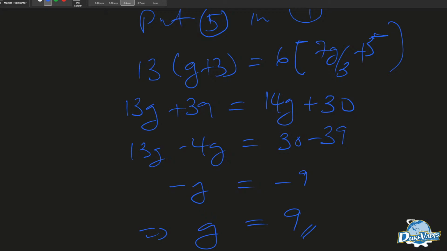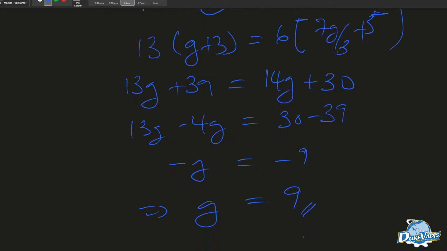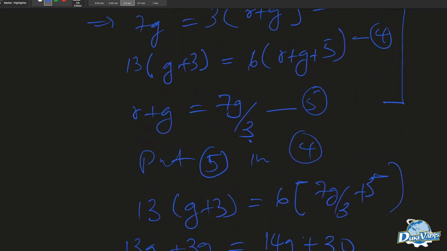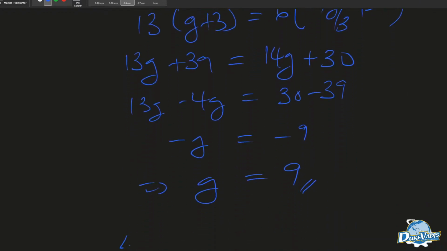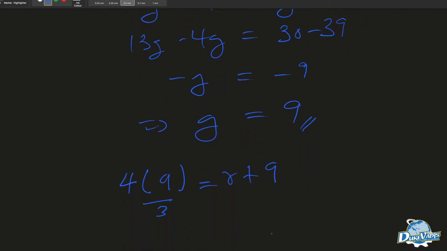Okay, so we are able to find that. Well, we can also use the same one to find for the red as well. So when we substitute 9 back into equation 5, well, we say that 7 times 9, all over 3 is equals to R plus 9. Okay, so 3 will go into 9 3 times. We have a 9 over here as well. So 3 goes here 3 times, that should be 7 times 3, which is 21.